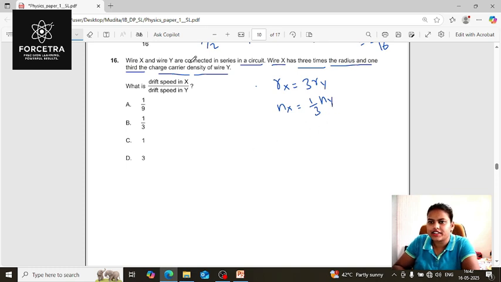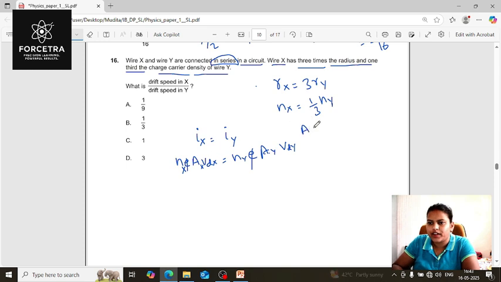So it is connected in series. So the current through X would be equal to the current through Y, and the current is equal to nEAv_d. So n_x, area of X and drift velocity of X is equal to n, the charge carrier density of Y, e is the charge of electron, e, area of Y into drift velocity in wire Y. So e would get cancelled and let's use these two equations and substitute.